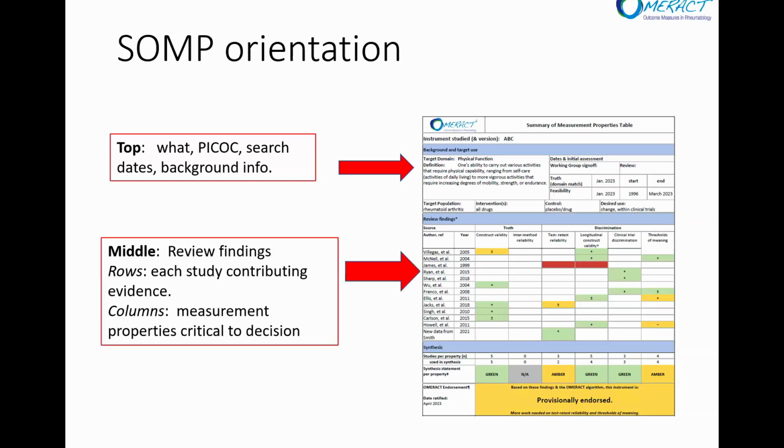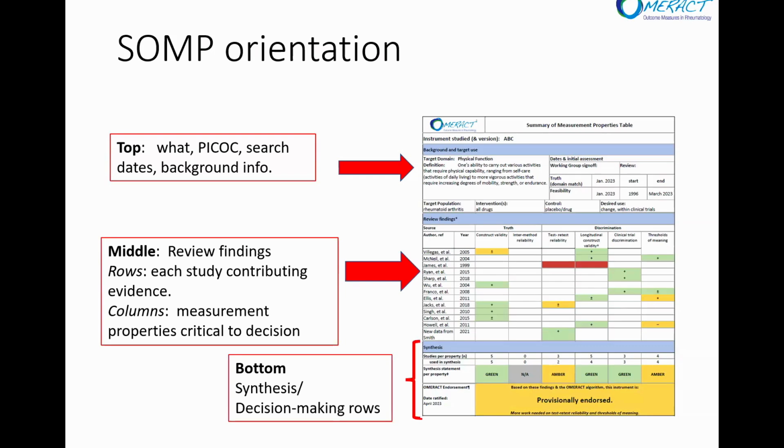The middle is where you have your review findings. So each row is a contributing study or resource for the evidence that you're considering, and each of the columns are the measurement properties that are critical to what OMERACT considers passing the filter. And then the bottom section is where we come to conclusions about the synthesis, about the findings, and how we're tracking those using the different colors.